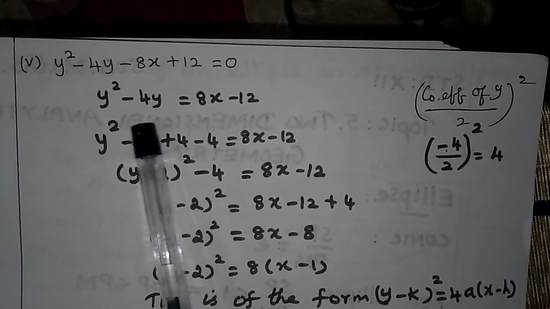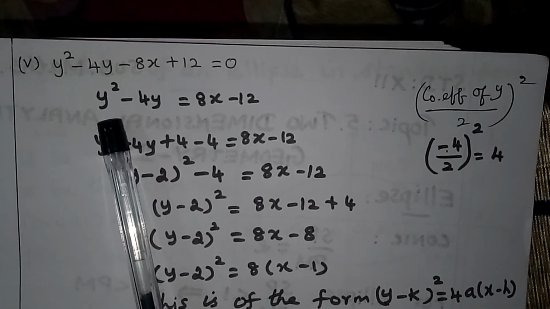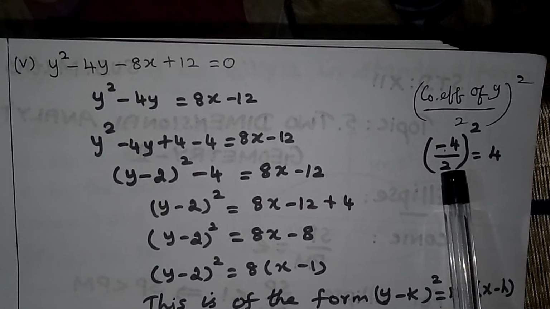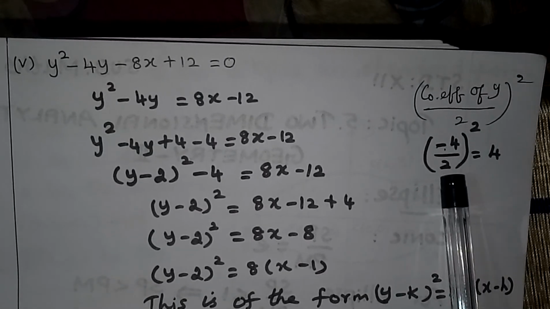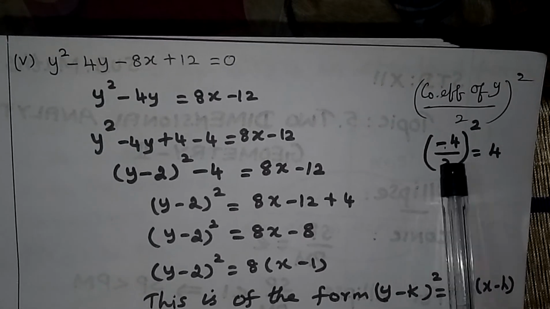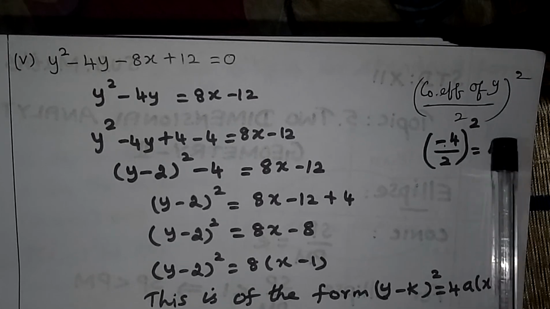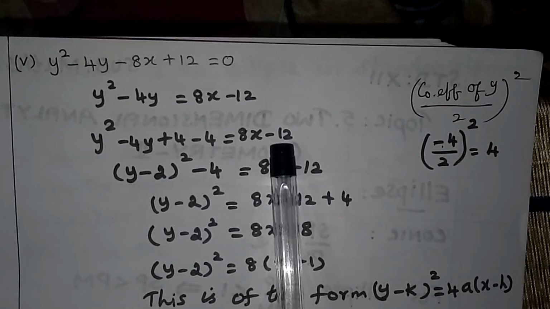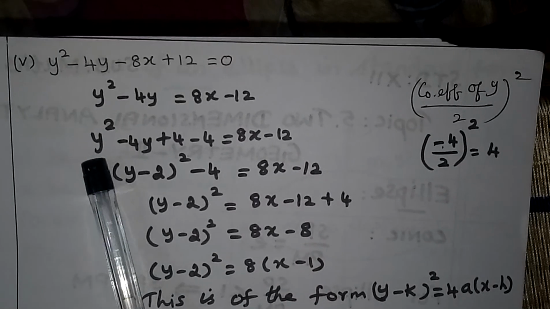Now we have to make this a perfect square. Since we have y square, we have to take the coefficient of y. So the coefficient of y is minus 4, divided by 2, the whole square. When you cancel it, it is minus 2. Minus 2 the whole square is 4. So put plus 4 and minus 4. Right hand side is same. You can connect the first three terms.